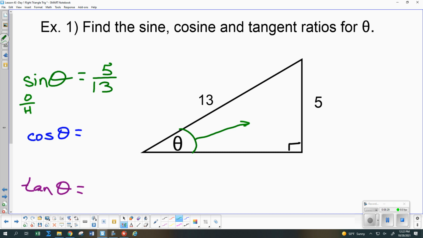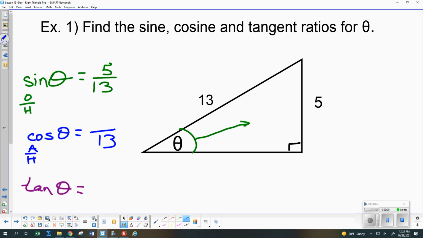Okay, for cosine, Sohcahtoa. What do I need for the ka syllable? Emma? Adjacent over hypotenuse. So I need adjacent over hypotenuse, and I'm in trouble. I've got my hypotenuse, but my adjacent isn't labeled, is it? How do I deal with that right triangle and figure out what that missing side is, Rachel?